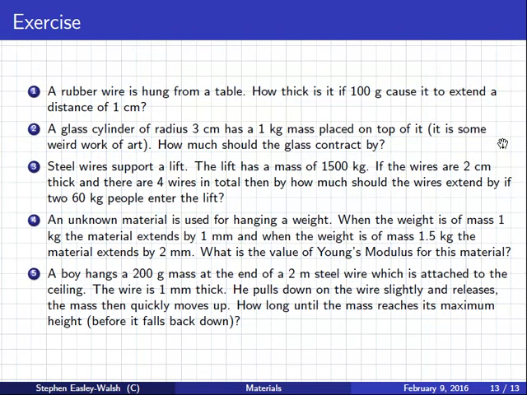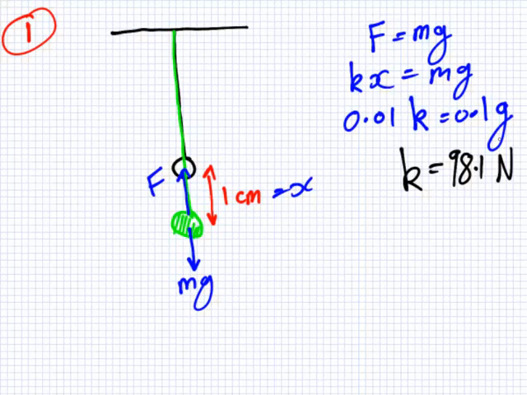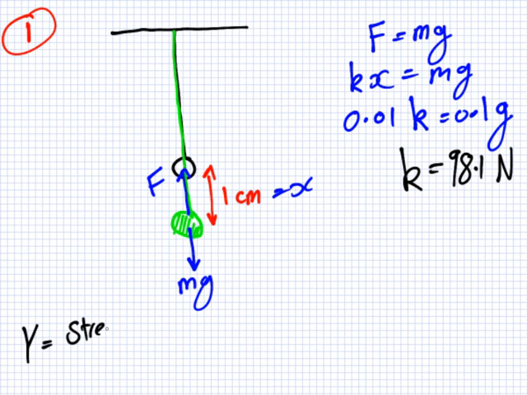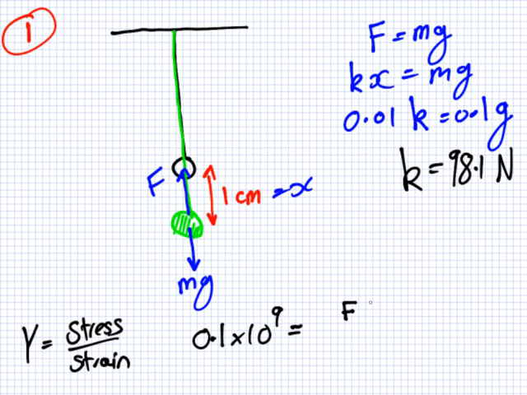Now, that's not quite what we want. So now we have to use the formula. Young's modulus is stress over strain. And from the table I gave you, what was the Young's modulus for rubber? 0.1 multiplied by 10 to the power 9. And what's the formula for stress? Stress is force over area, and strain is the extension over the original length. I'll say x over L.